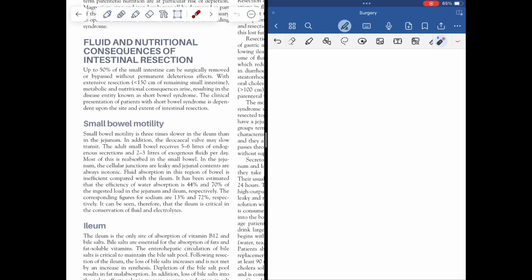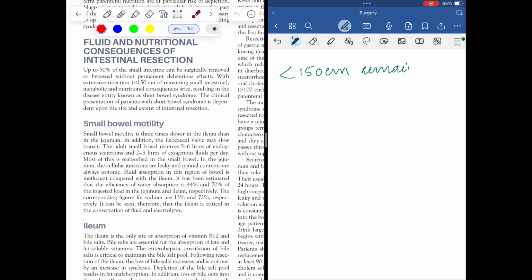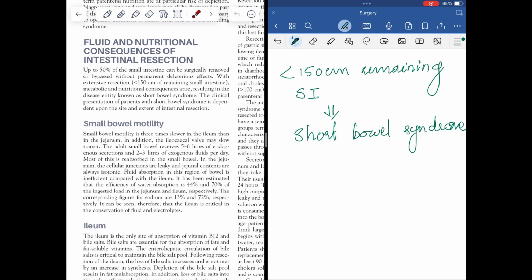So let us discuss the fluid and nutritional consequences of intestinal resection. Up to 50% of the small intestine can be surgically removed or bypassed without permanent deleterious effects. But extensive resection, that is less than 150 centimeter of remaining small intestine, will lead to metabolic and nutritional consequences and is known as short bowel syndrome. The clinical presentation will depend upon the site and the extent of the intestinal resection.